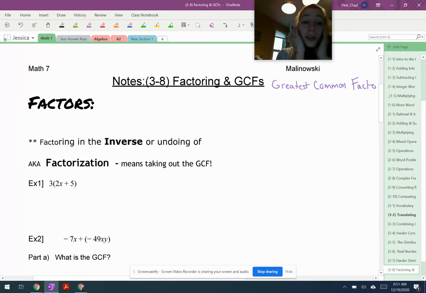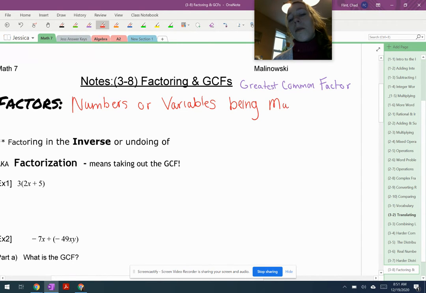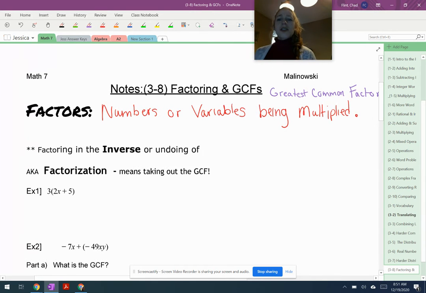Okay, so factors. Factors are simply numbers, or in this case, and this is what makes it a little bit different, variables that are being multiplied. That's it. Just things that are being multiplied. And the reason that variables fit in there too is because naturally variables are just numbers that we don't know at this given time. So factors can be numbers or variables.